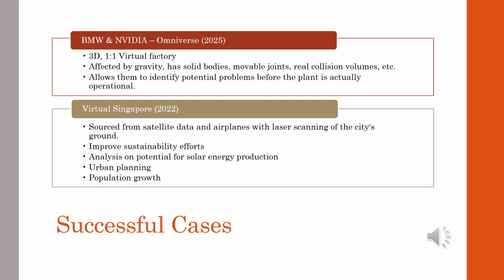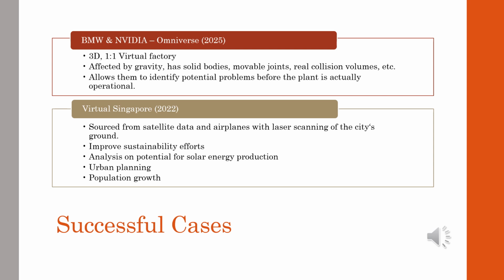Okay, let's look at the first successful case here, BMW and NVIDIA. So before the digital supply chain came out, the problem many industrial giants faced was that they needed help to predict potential problems in their plants before they had built them.